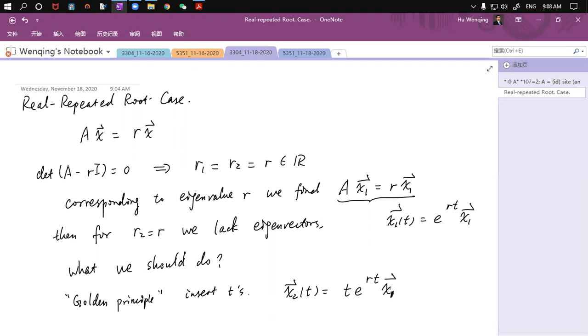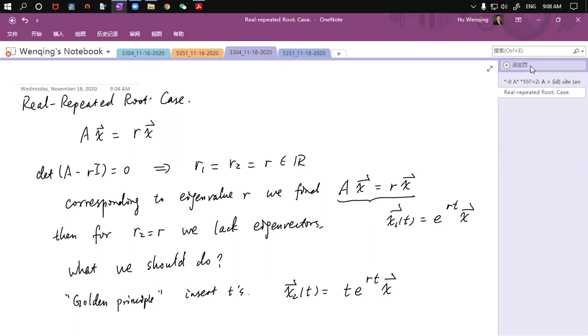But in fact, this kind of misses something. So let me use the common vector x to denote the first eigenvector. So x is the first eigenvector. Is the solution just a combination of e to the power rt times x and t e to the power rt times x? Well, the answer is not exactly, but very close.